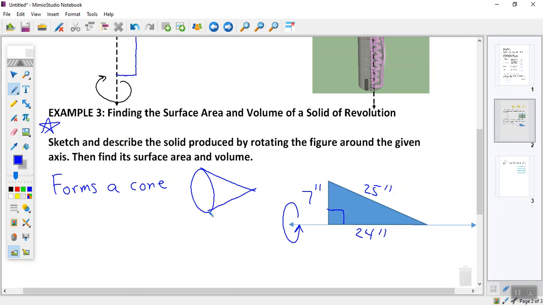Surface area and volume. You want to do this by memorizing formulas, or do you want to jump in and plug numbers into Google? Jump in and plug numbers in. Okay. So what we're going to need to know, kids, is a radius and a height.